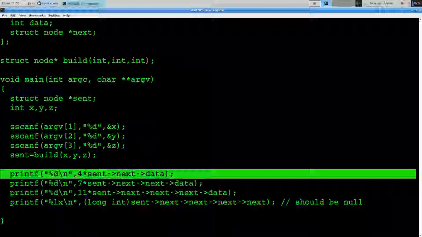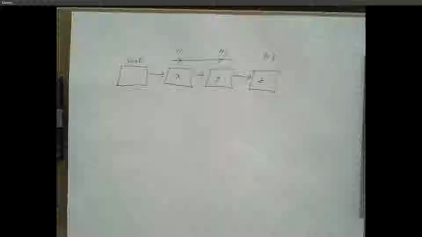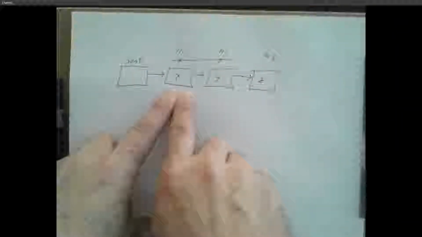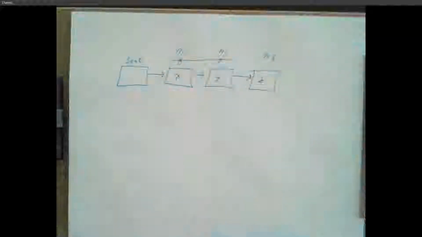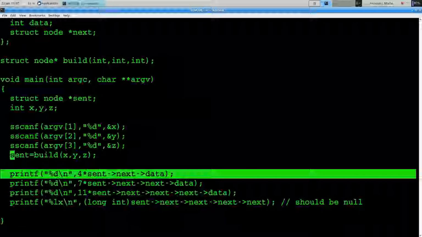And now I should be able to print out sent arrow next arrow data. Well, this is sent. Sent arrow next is n1. Sent arrow next arrow data should be x. So this should print out 4 times whatever value x was. The next line will print out 7 times whatever the value of y was, and then it prints out 11 times the value of z. And then it prints out what the sentinel points to, what that points to, what that points to, what that points to, which is basically what n3 is pointing to, which should be null. So that's how a typical calling program might use the return.